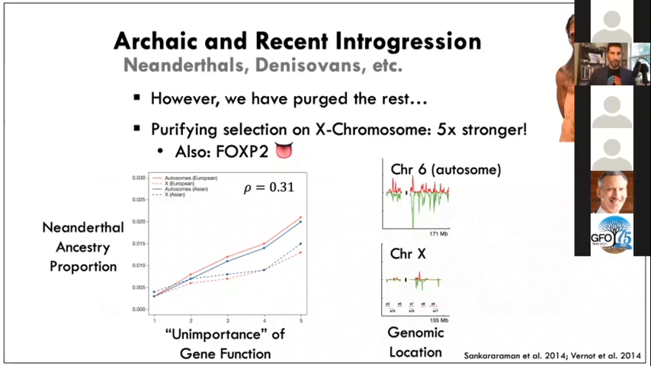So what you see on the left here is that the unimportance of the gene correlates with the amount of Neanderthal ancestry that we have. So the more important it is, the less Neanderthal admixture we have. And this is particularly true for certain places in the genome. It's true on the X chromosome, which tends to adapt faster.